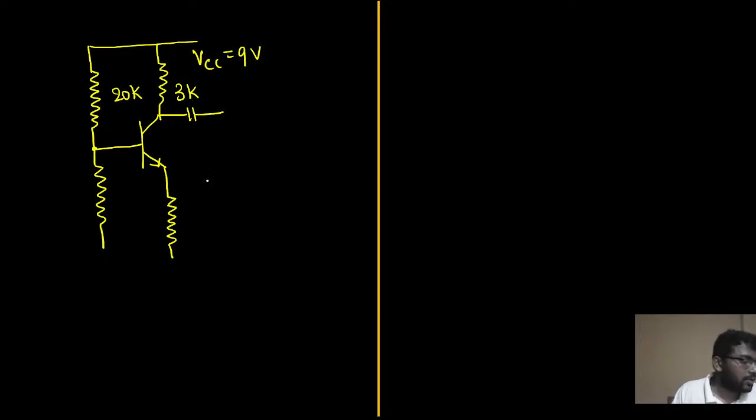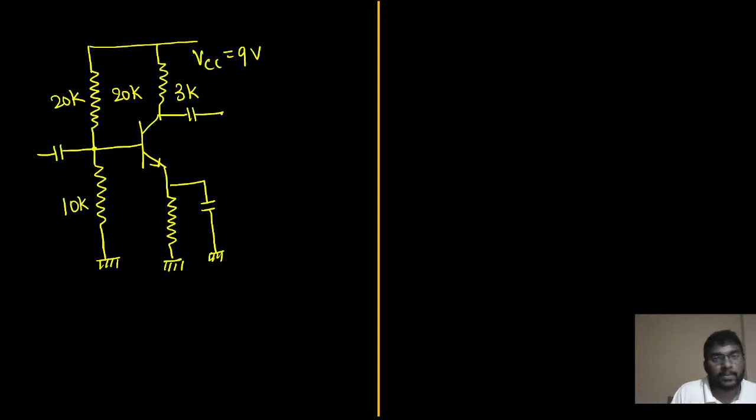Two resistors have come at the base. So whenever it comes like this, we have to calculate VTH and RTH. This is 20 kilo ohm, this is 3 kilo ohm. Here they have given a capacitor, and here also one capacitor is given. It is connected to the ground. This is also connected to the ground, this is also connected to the ground. This resistor value is 10k. Here we have one capacitor. This is 20k. And here they have connected one more resistor.